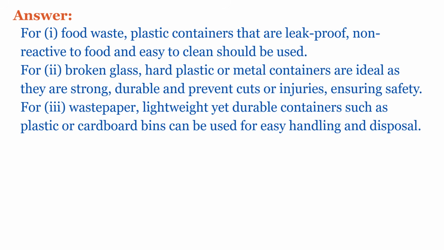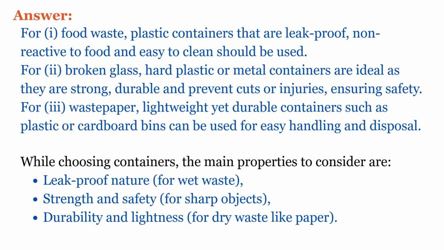For broken glass, hard plastic or metal containers are ideal as they are strong, durable, and prevent cuts or injuries, ensuring safety. For waste paper, lightweight yet durable containers such as plastic or cardboard bins can be used for easily handling and disposal. While choosing containers, the main properties to consider are leak proof nature for wet waste, strength and safety for sharp objects, and durability and lightness for dry waste like paper.